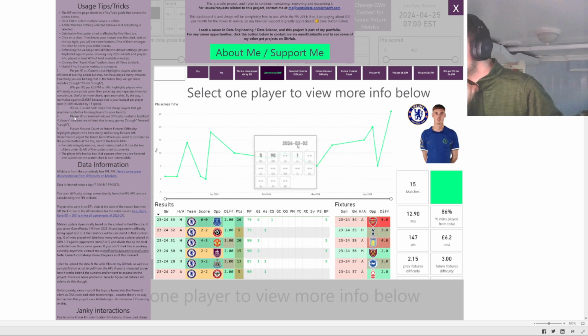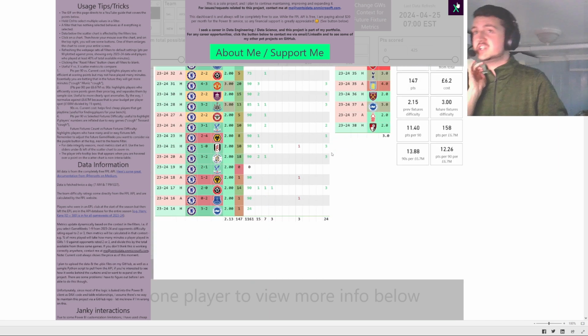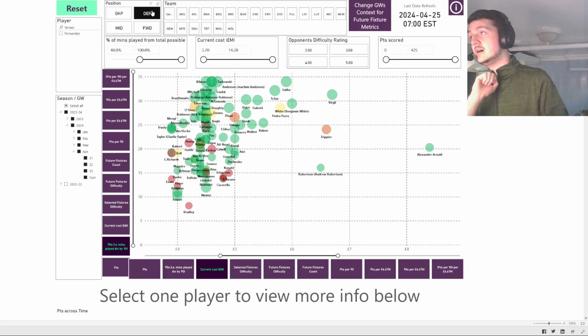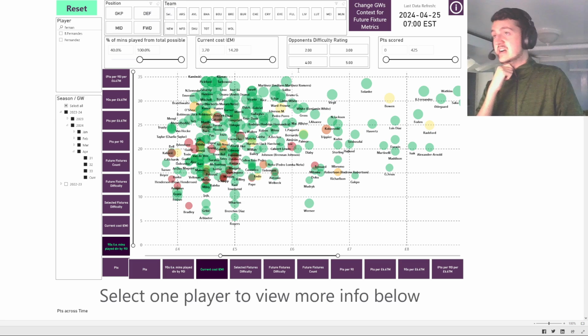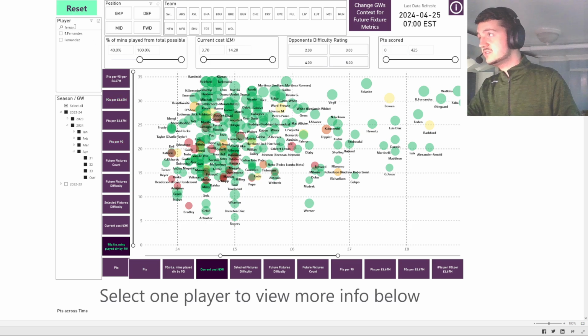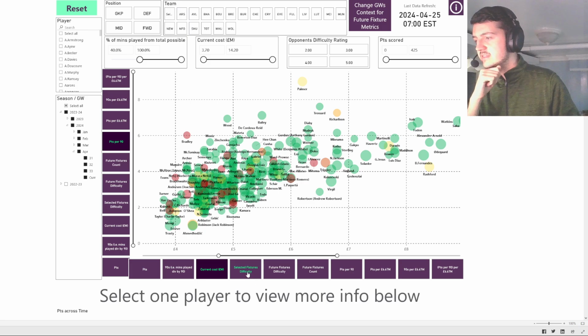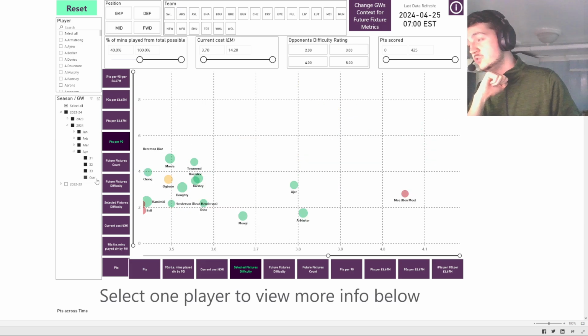Okay, then we have points per 90 versus fixtures difficulty, and that's a fun one. You can use this rubber in the top right here to clear the filter selections that you have. I don't think I had any other selections. So if we do points per 90 by the fixtures difficulty, from all the fixtures I've selected, and that's those fixtures here, so the current week, which is still ongoing, there's one match to be played.